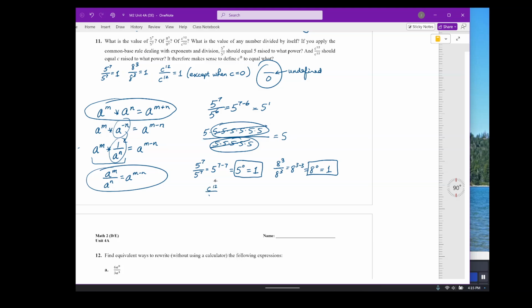C to the 12th over c to the 12th equals c to the 12 minus 12. So c to the 0, which also equals 1, except in one case when c is 0. So in general, this right here is a true fact. We define anything to the 0 as 1, except when the anything that we're raising to the 0 is also 0. 0 to the 0 is undefined. There's no way to know what wins. Is it raising it to the 0 equals 1 that wins, or 0 to the anything equals 0 that wins? So you can't have both, so it's just undefined.